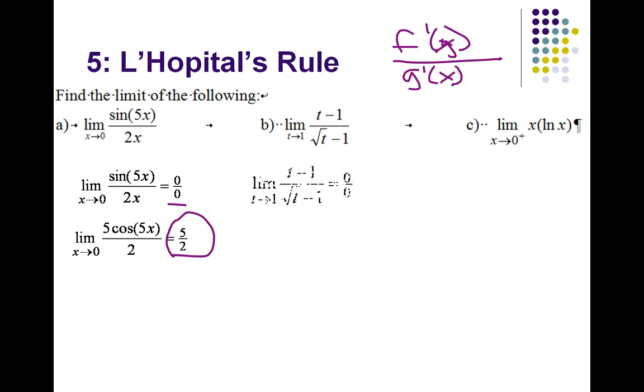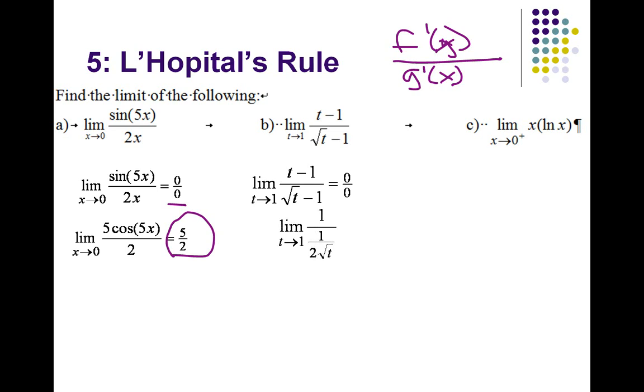Second one, if I plug in 1, I get 0 over 0. So taking the derivative of the top and bottom, derivative of t minus 1 is 1. Derivative of square root of t is going to be 1 over 2 root t. Derivative of negative 1 in both cases is 0.